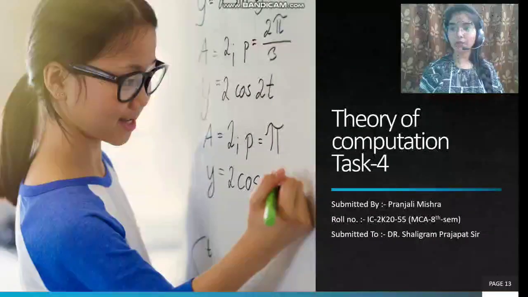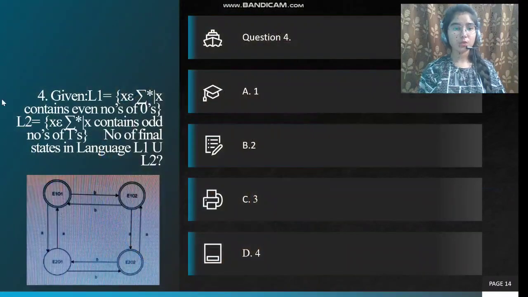Let's get started with our question number 4. The question 4 says: given a language L1 over {0,1} which contains an even number of zeros, and a language L2 over {0,1} which contains an odd number of ones. The number of final states in language L1 union L2 will be which of these options? We have to find which of these options is correct.